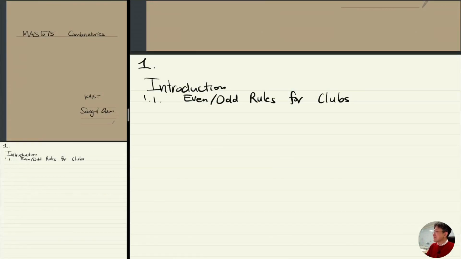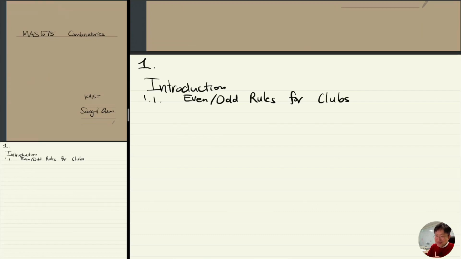All right. Welcome to MAS 575 Combinatorics. In the beginning of this course, I'm going to show you a sample list of theorems, which shows you various methods that are going to be covered in this class. The first example is this even-odd rules for clubs.